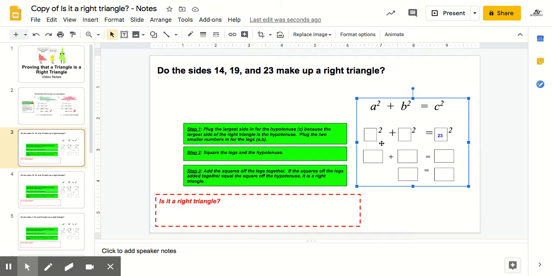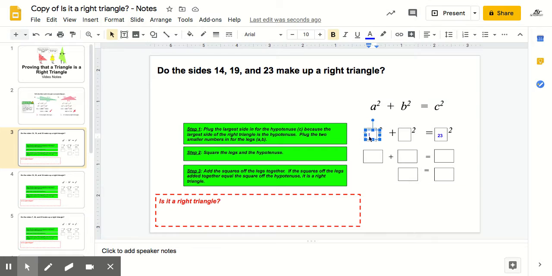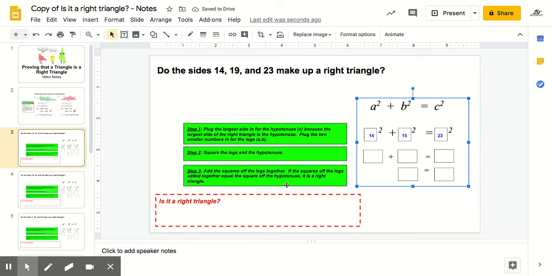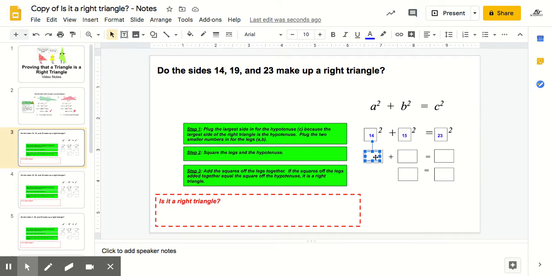Okay, then A and B, my other two sides, must be my legs. It does not matter which leg you plug in for A or which leg you plug in for B. So I'm going to plug in 14 for A and 19 for B. Okay, our second step is to simplify this. I have to square both legs and the hypotenuse. So 14 squared is equal to 196, and 19 squared is 361.